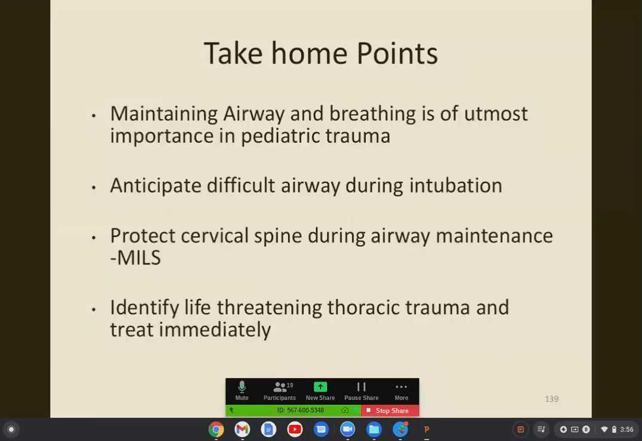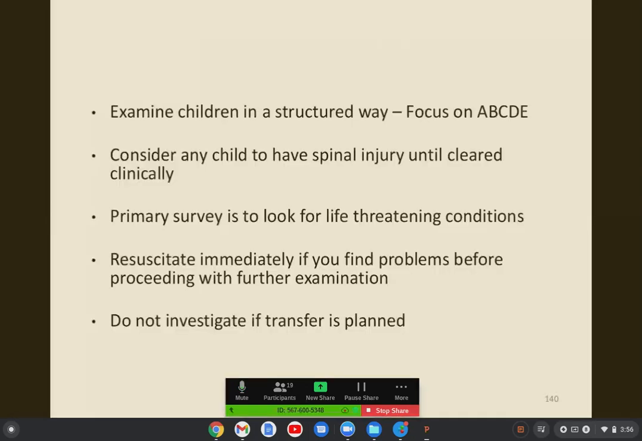The take-home points from all these slides were: maintain airway and breathing. It is of utmost importance in pediatric trauma. Anticipate difficult airway during intubation. Protect the cervical spine during airway maintenance. Identify life-threatening thoracic trauma and treat immediately. Examine children in a structured way. Focus on A, B, C, D, E. Consider any child to have spinal injury until it is cleared clinically.